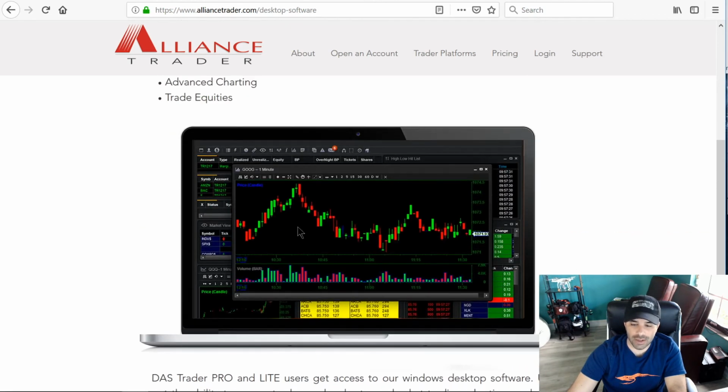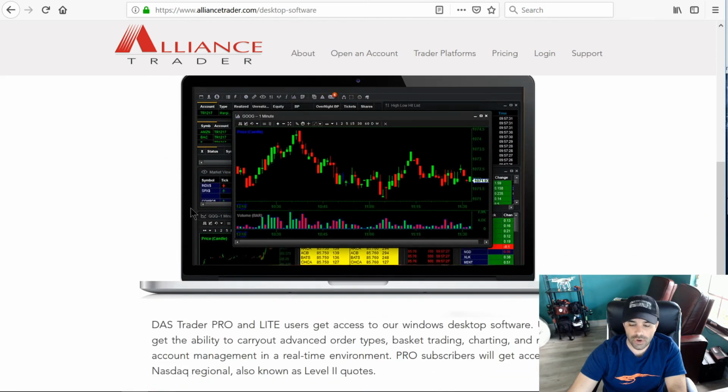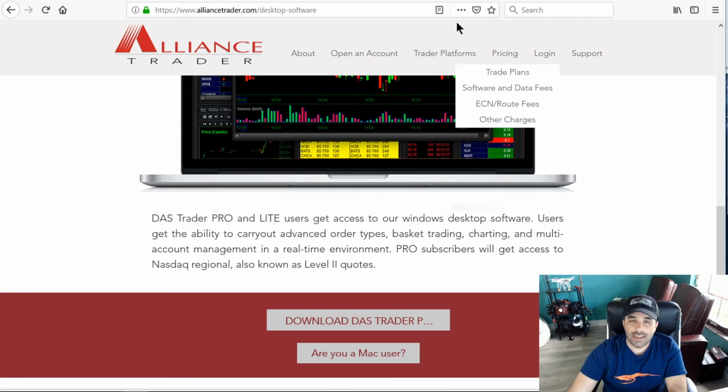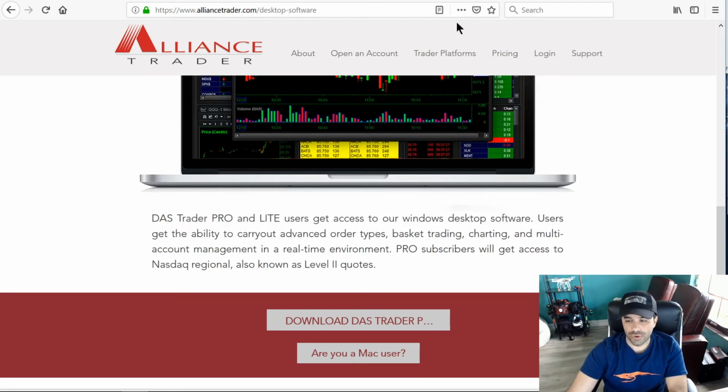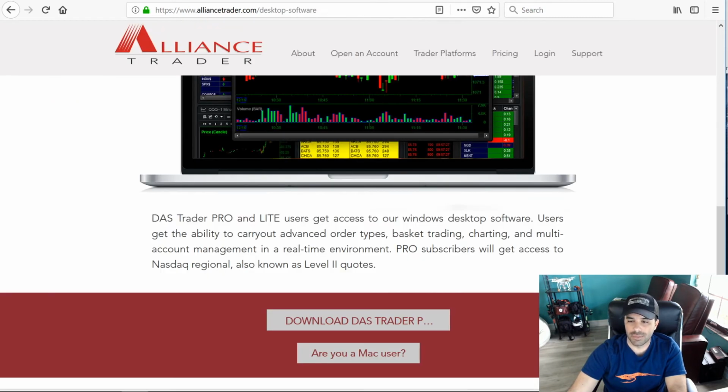Here's what the platform kind of looks like. This looks exactly like DashTrader. I'm pretty sure that's what they're using over at Alliance. So yeah, there it is, DashTrader Pro. So that's Alliance Trader. That's another offshore broker. If I'm not mistaken, I believe they're in, God, I want to say the Bahamas or Jamaica, but I could be wrong. I know SureTrader is in the Bahamas if I'm not mistaken.